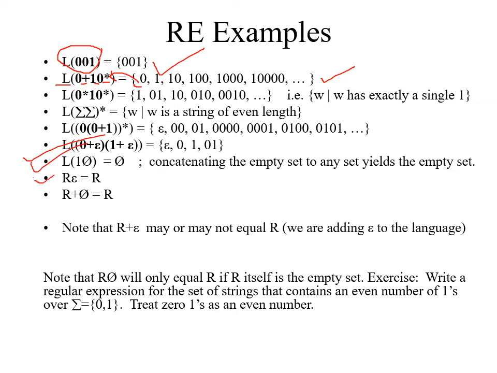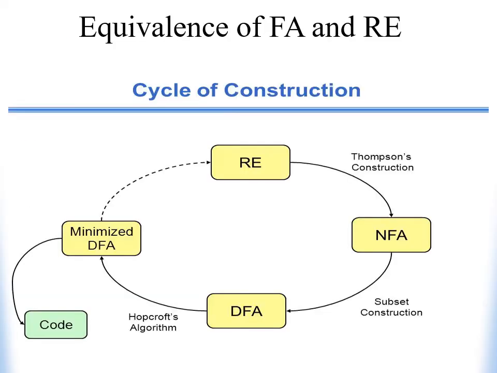Now this is a very important rule. If R is a regular expression and we concatenate null (epsilon) with R, it is equal to R. If we take the union of any regular expression R with phi, it is equal to that regular expression. So these are the examples and these are the basic rules for regular expressions.